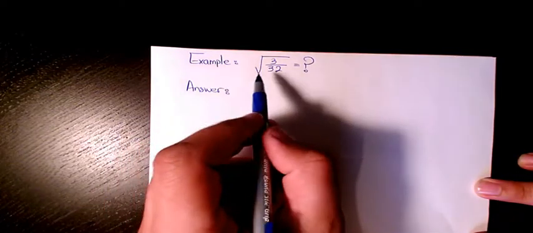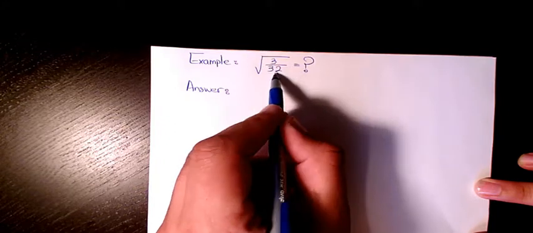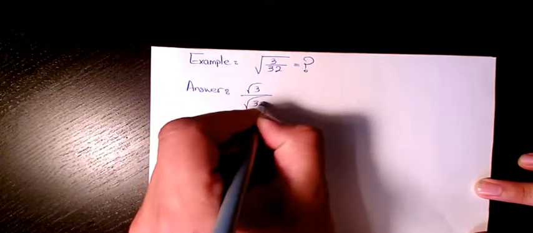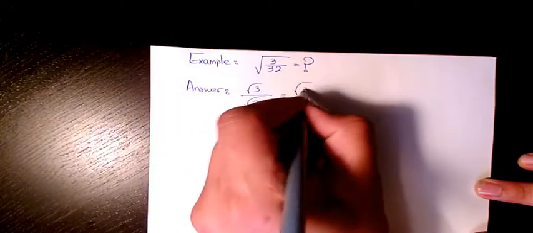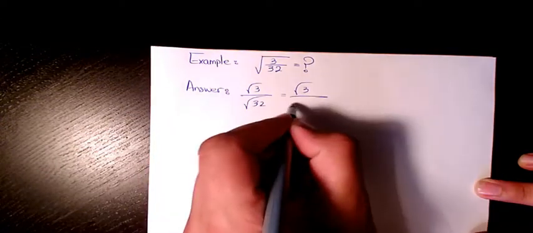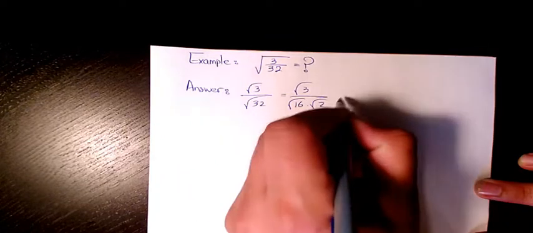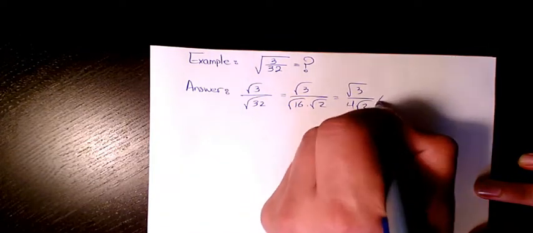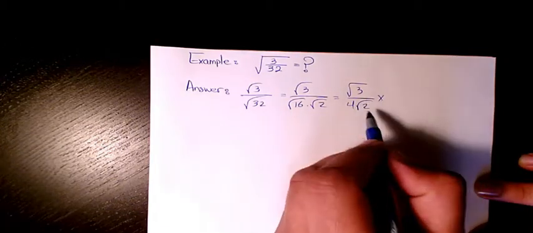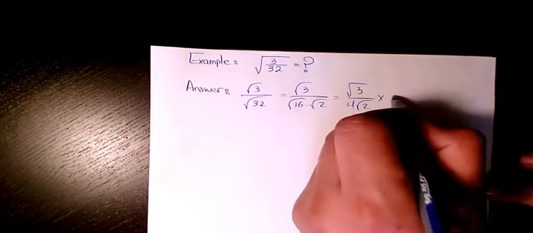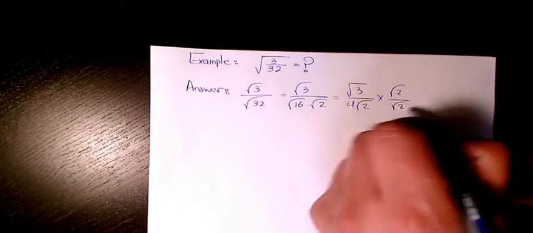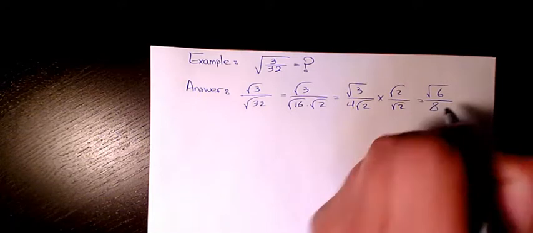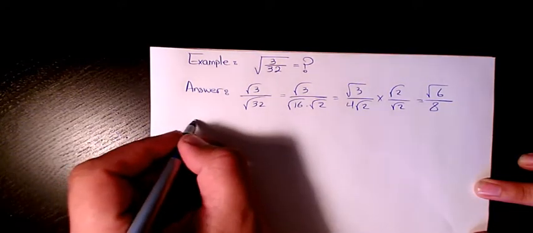So the first example is square root of 3 over 32, which is square root of 3 divided by square root of 32. And then you can simplify it. 32 is 16 times 2, which is root 3 over 4 root 2. Then in order to rationalize it, we need to multiply and divide it by root 2. It's going to be root 6 divided by 4 times 2, which is 8. Root 6 divided by 8.